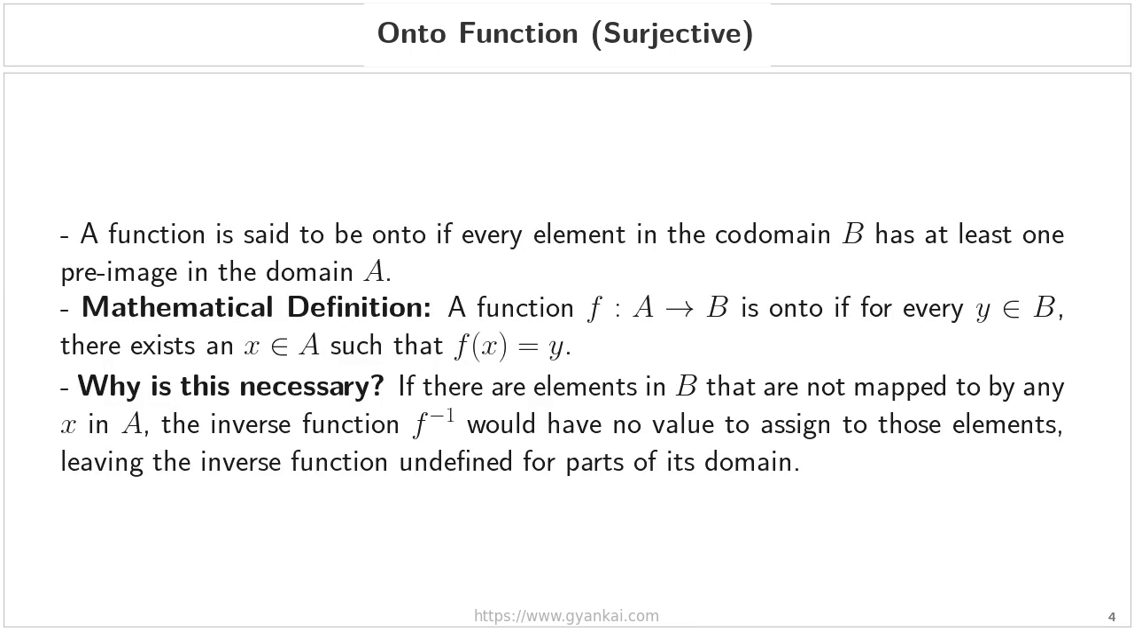You may ask, why is this property necessary for the existence of an inverse? Well, remember that an inverse function is designed to reverse the original process. If there were elements in set B that were not mapped to by any x in set A, the inverse function would have no starting point to return to when given those specific values. This would leave the inverse function undefined for certain parts of its domain, and by definition, a function must be defined for all elements of its domain. Once we ensure a function is both 1-1, as we saw in the previous slide, and onto, as we have just discussed, we can conclude that the function is bijective, which we will explore in the next slide.